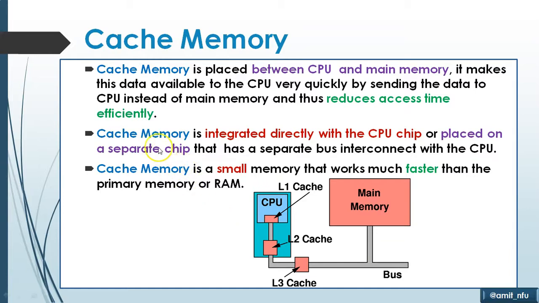The cache memory is integrated directly within the CPU chip or placed as a separate chip that has a separate bus interconnected to the CPU. It's a small memory that works faster than the primary memory, that is RAM.